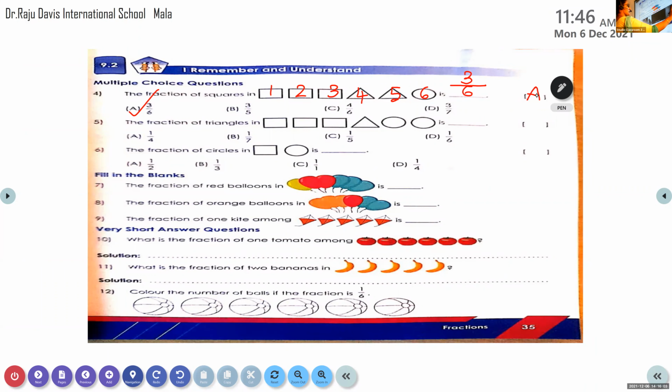Now we will move to question number 5. Mivon, read the question. The fraction of triangles in the collection. So what will be the fraction of triangles? 1 by 6. Good. So the correct option is D. Okay, good. So only one triangle is there, and the total number of figures is 6. 1 by 6. Put a tick mark on D, write D in the bracket.